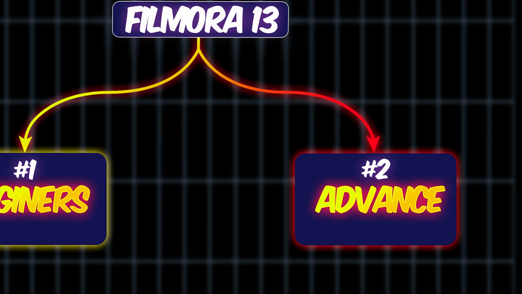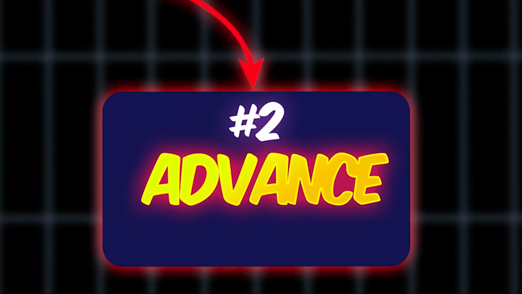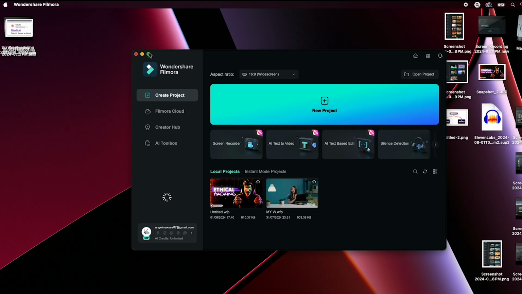Now it's time to reveal the second, advanced level method for those who want to create very advanced and professional thumbnails. Watch this part carefully. Let's suppose we make thumbnails about this title, Ethical Hacking Full Course for Beginners. Now that I've decided on my next video topic, it's time to create a professional thumbnail.